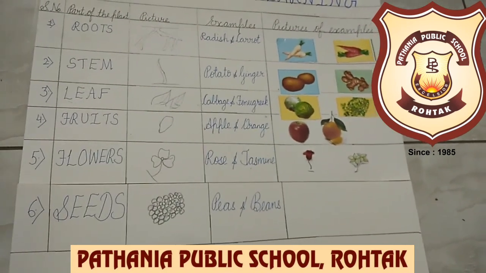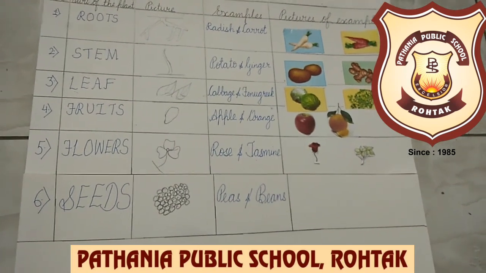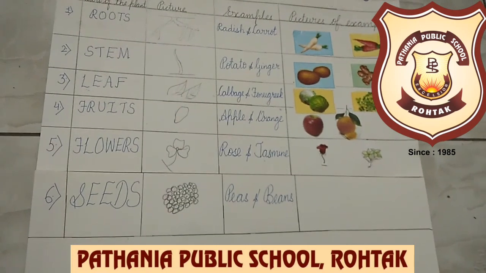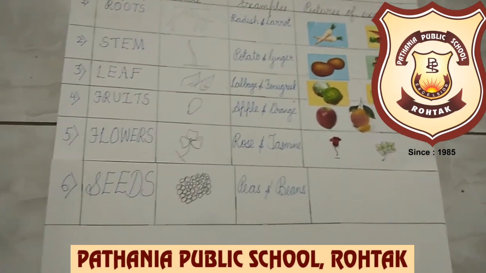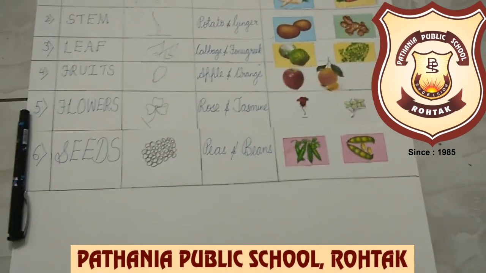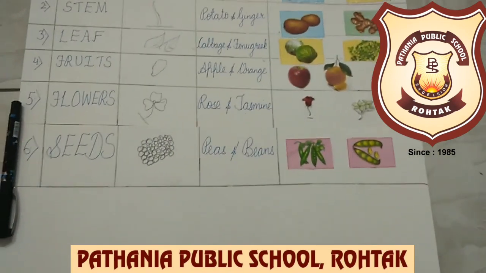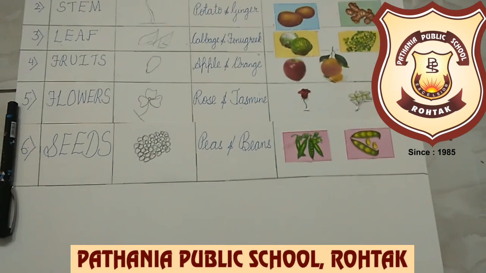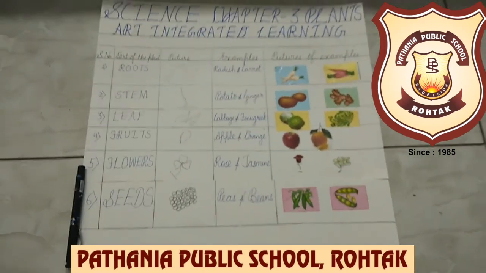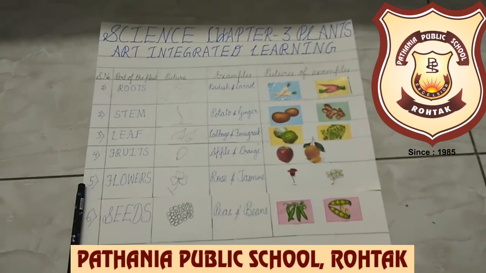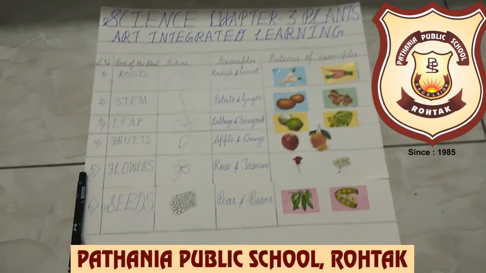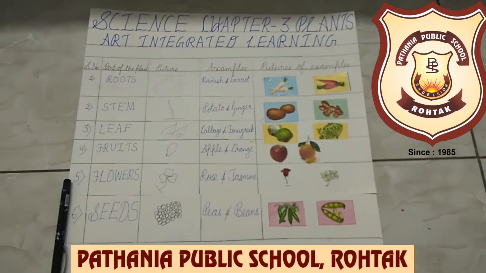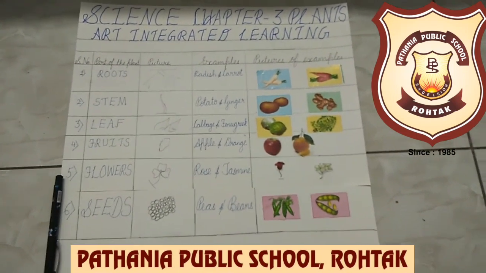Now next column is of pictures of examples. So here we need to paste the pictures of examples. So we will paste here pictures of peas and beans. See dear kids, here I have pasted picture of peas and beans, and by pasting the picture of peas and beans we have completed our activity, our art integrated learning. I hope you all have enjoyed a lot and you all have learned something new in a new manner.